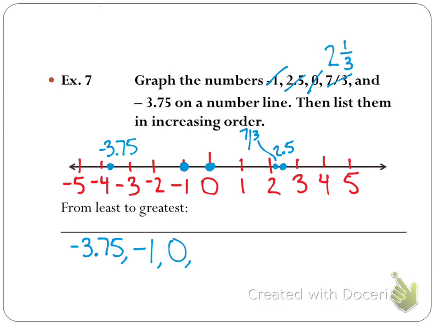What number do I come across next if I'm ordering from least to greatest? Houston? 7/3. Very good. And finally, what's the last number I need to list? Natalie? 2.5. Beautiful. All right, that is it for our notes on section 1.8.